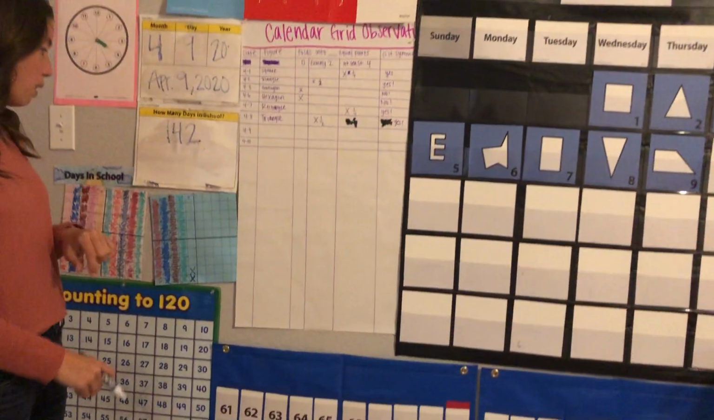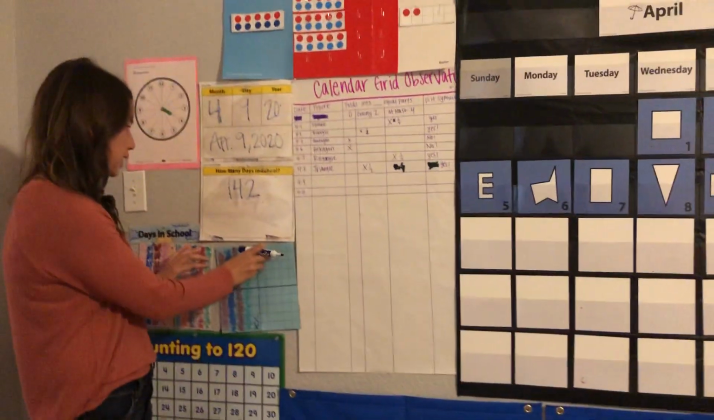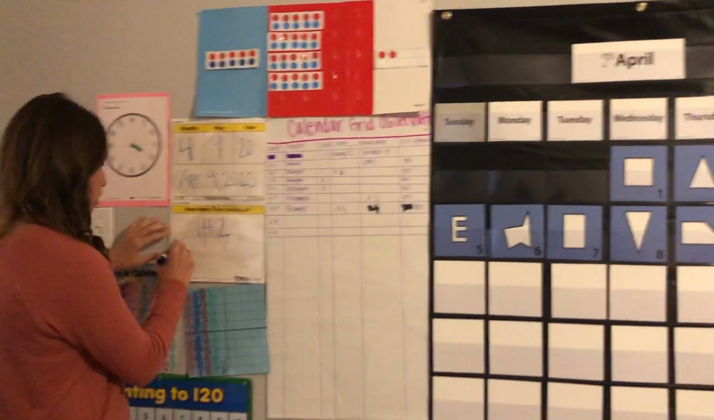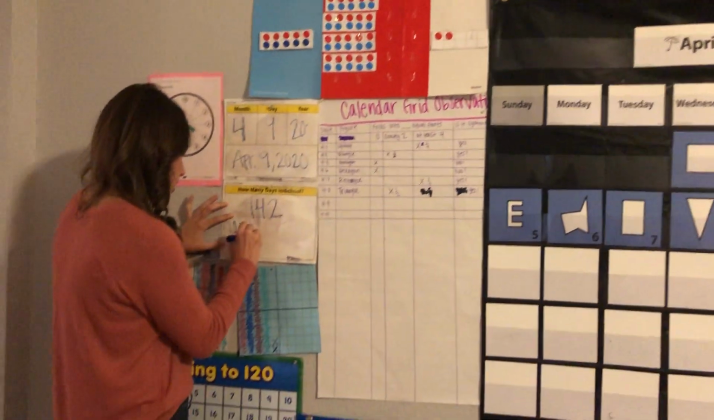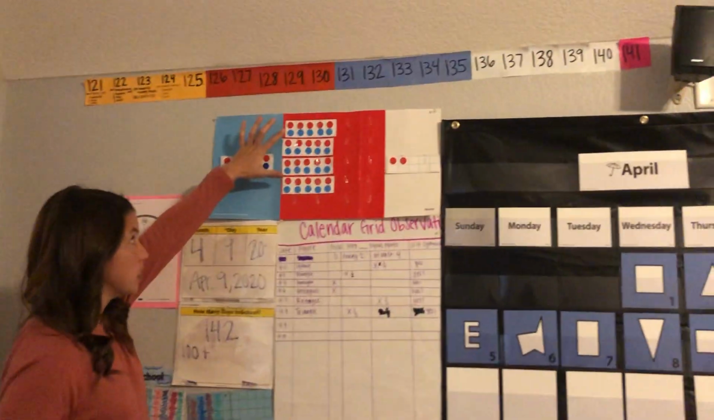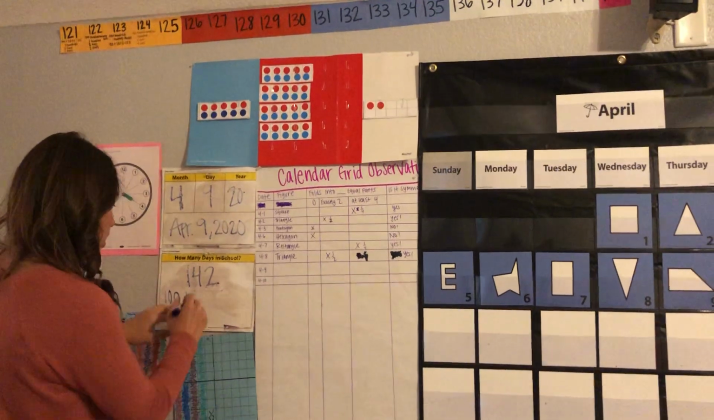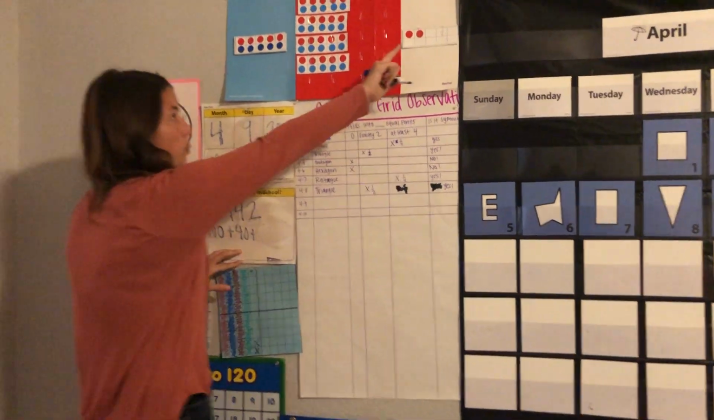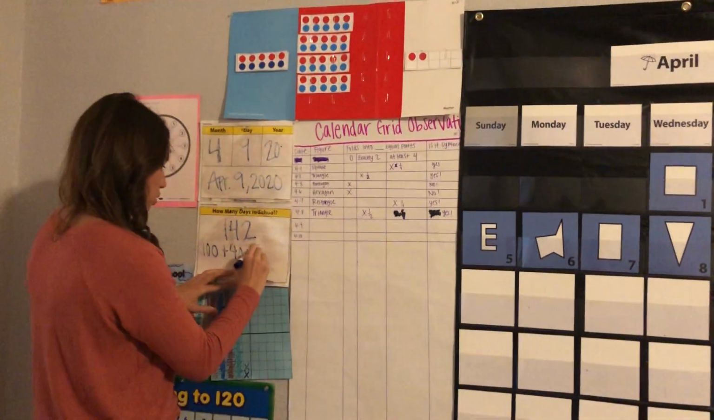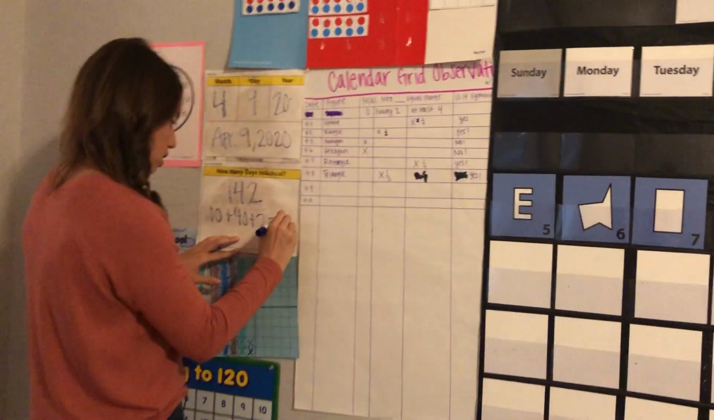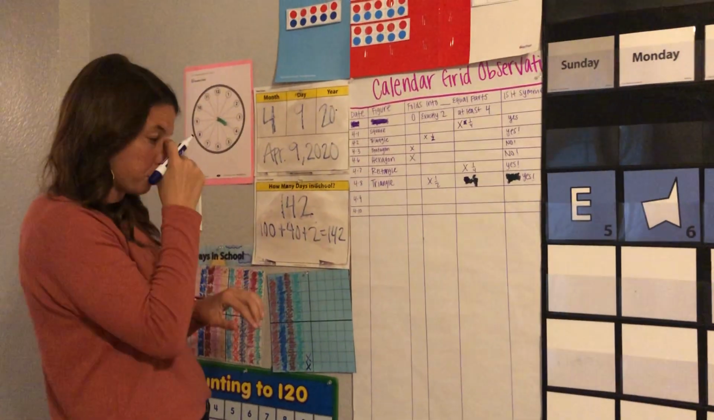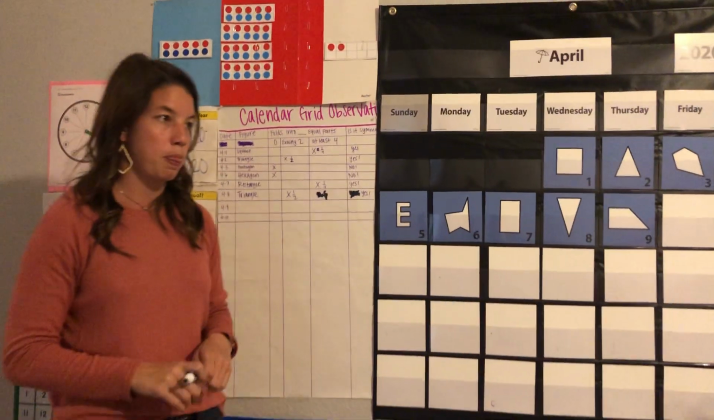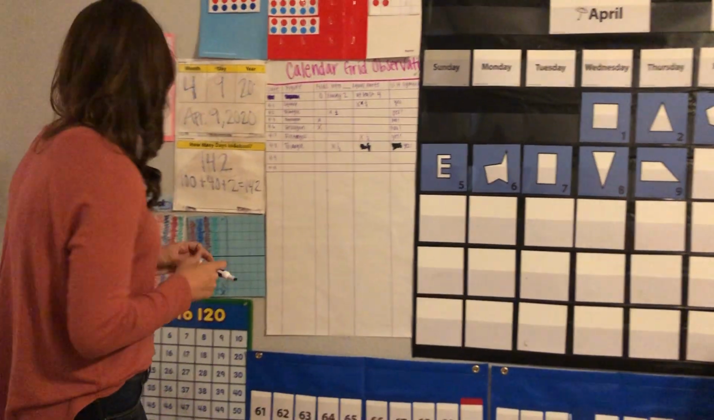All right, boys and girls, how can I write 142 in expanded form? The 1 in the hundreds place represents 100. The 4 represents 10, 20, 30, 40. And the 2 in the ones place represents 1, 2. 100 plus 40 plus 2 equals 142. Good job, boys and girls.